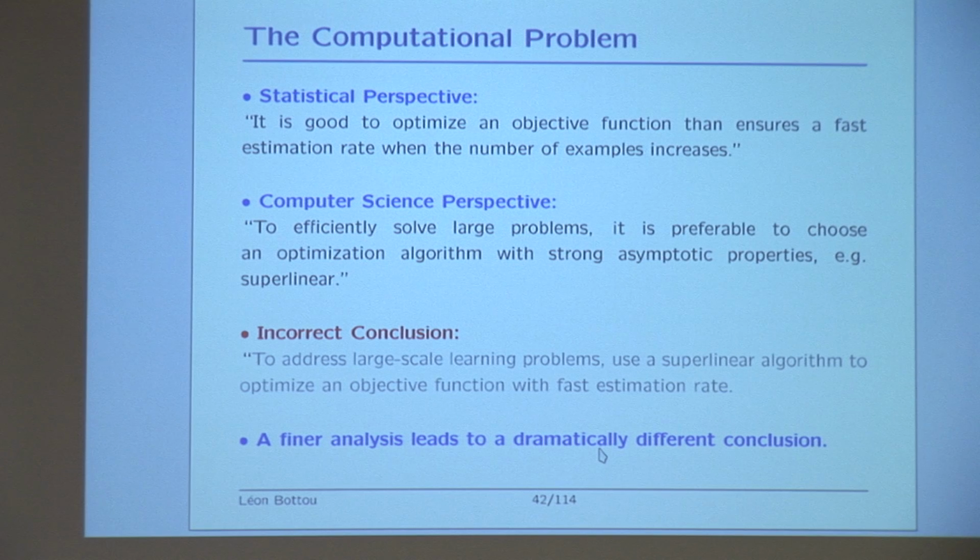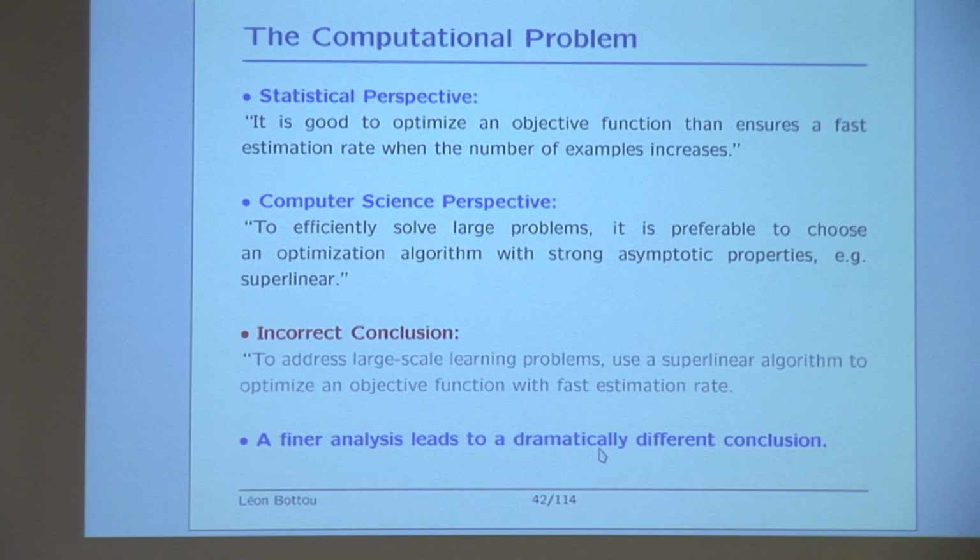So I would like to focus on the computational problem. There is a statistical perspective, which says it's good to rig the objective function in a way that ensures a fast estimation rate. Basically, that the estimation error decreases quickly when the number of examples increases. And from a computer science, or maybe applied mathematics or optimization perspective, it would be preferable to choose an optimization algorithm with strong asymptotic properties like superlinear, like one where the error decreases like exponential minus exponential t.